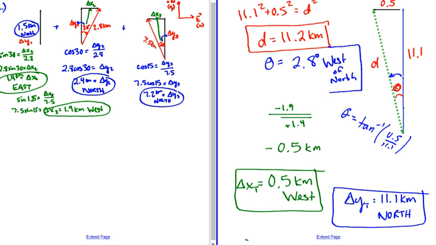So somebody says, hey, you need to go meet that boy out there. Say, okay, how far do I have to walk? 11.2 kilometers. Okay, which direction? 2.8 degrees west of north. So you turn north, change your angle 2.8 degrees towards the west, start walking. And that's number 2.